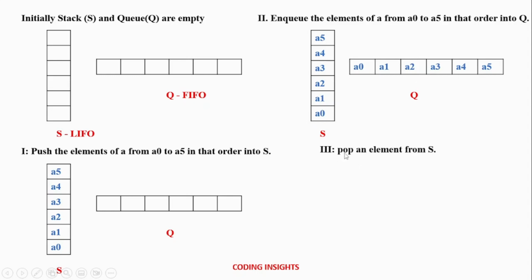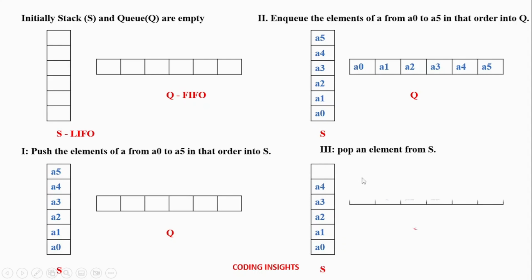Third operation is pop an element from S. Now we have to pop or delete an element from the stack. So the element that is inserted to the stack at the last was A5. So that will be the element popped first. So we will be popping the element A5 from the stack. So A5 is deleted from the stack and the queue remains the same.